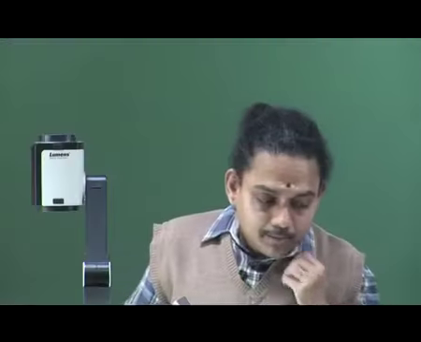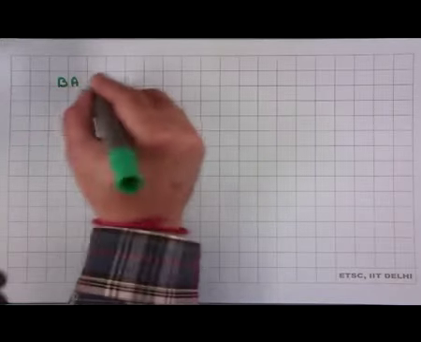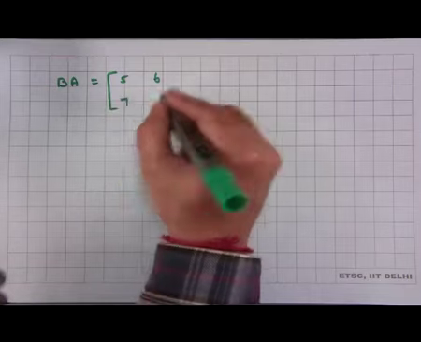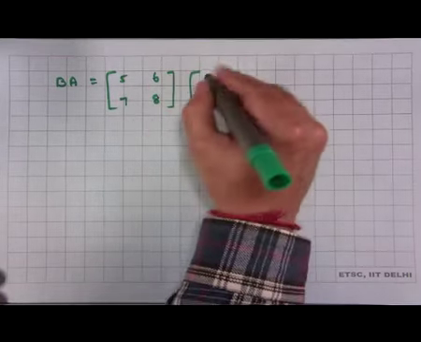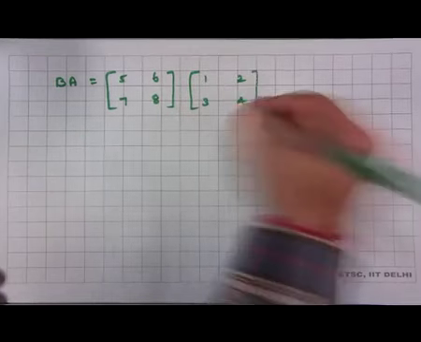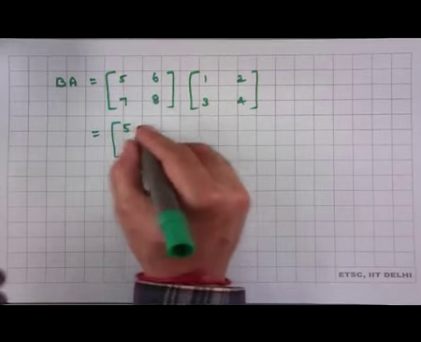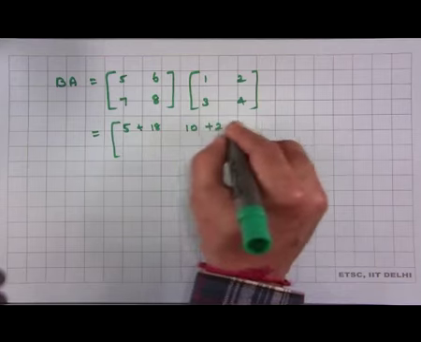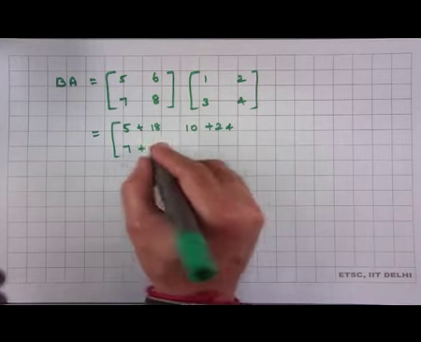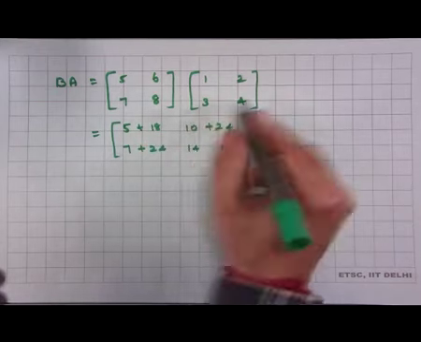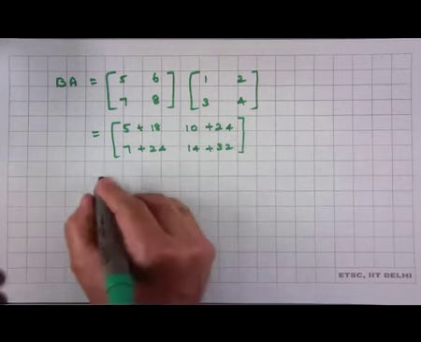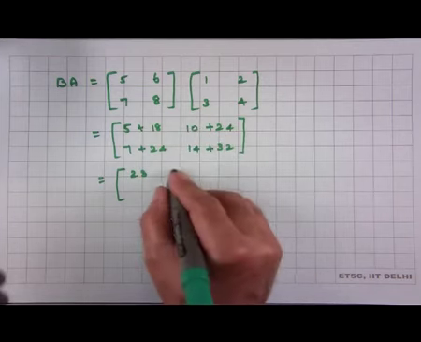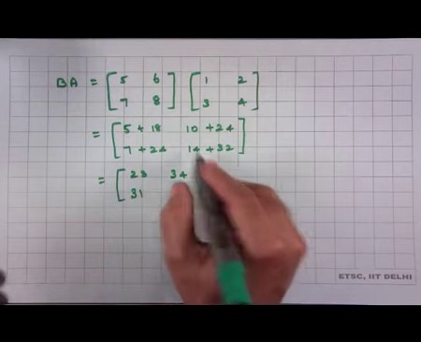Now, let us try to calculate BA, equal to [5, 6; 7, 8] times [1, 2; 3, 4], which is equal to 5 into 1, 5, plus 6 into 3 which is 18, 5 into 2, 10, 6 into 4, 24, 7 into 1, 7, 8 into 3, 24, 7 into 2, 14, 8 into 4, 32, which is equal to 5 plus 18 which is 23, 10 plus 24 which is 34, 7 plus 24 which is 31, 14 plus 32 which is 46.